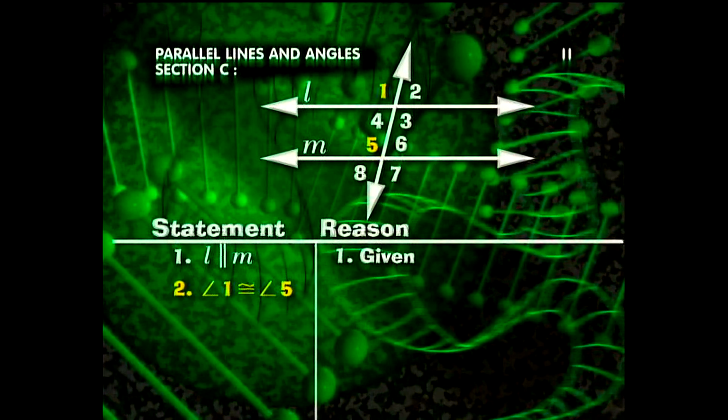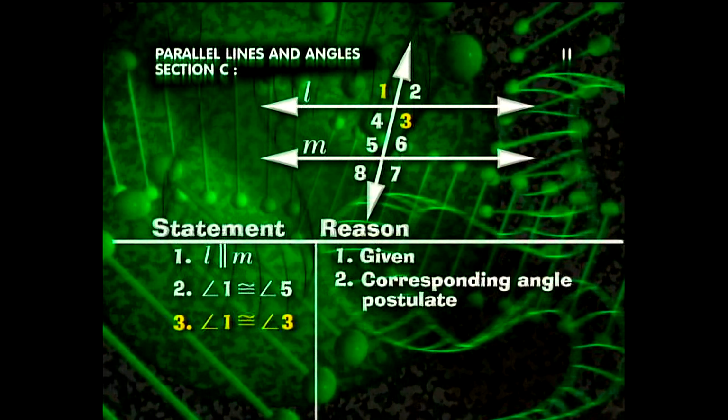For our second step, we state that angle 1 and angle 5 are congruent. We do this because of the corresponding angle postulate we just talked about. Remember the corresponding angle postulate? It says that corresponding angles, like angles 1 and 5, are congruent. In our third step, we state angle 1 is congruent to angle 3. The reason we do this is because of the theorem we proved earlier: vertical angles are congruent, which says that vertical angles, like angles 1 and 3, are congruent.